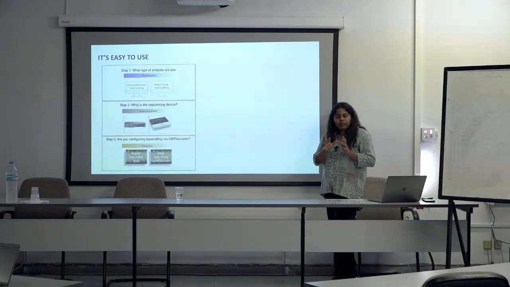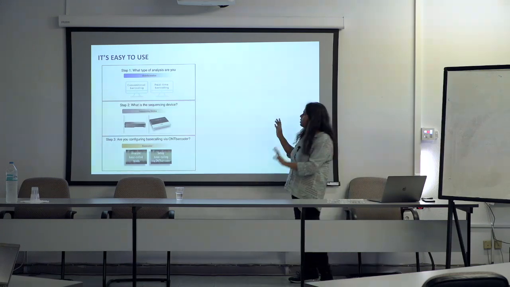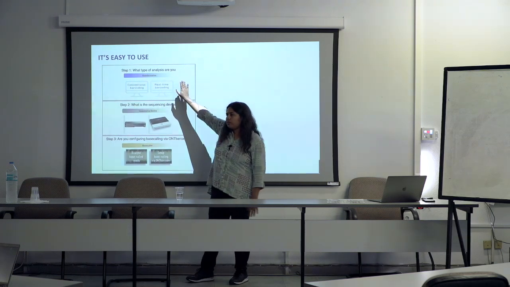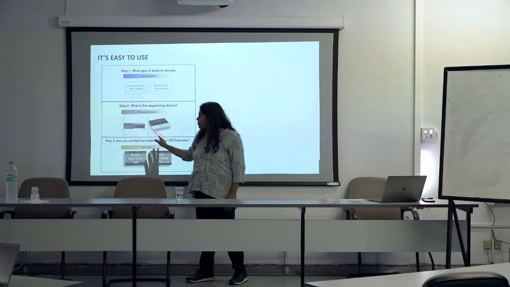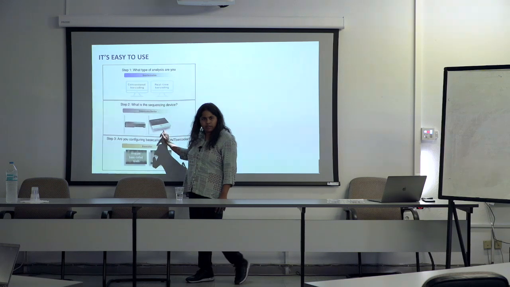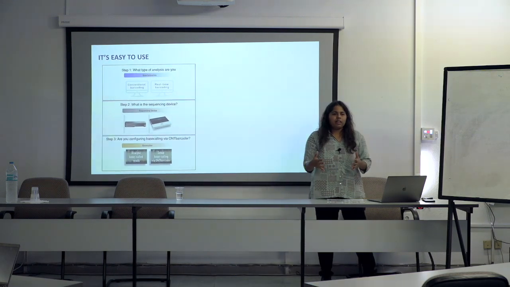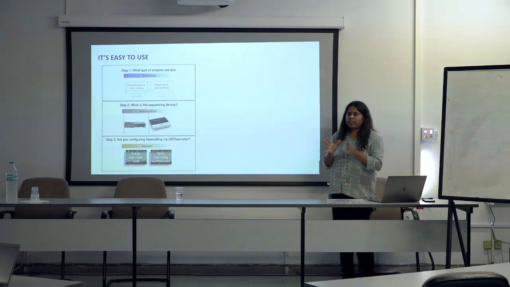So I think today when you selected the run, if you were selecting the conventional, none of this would have appeared. But if you select the real time, it will allow you to select which sequencing device you're going for, what your experimental setup is like. So I think with MinION, your experimental setups can vary quite a bit.